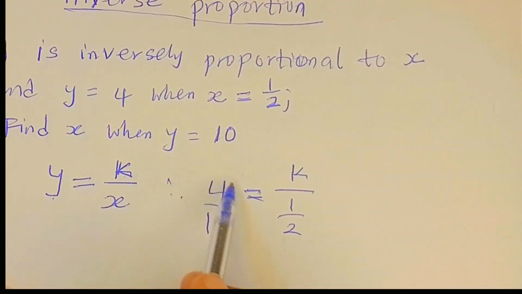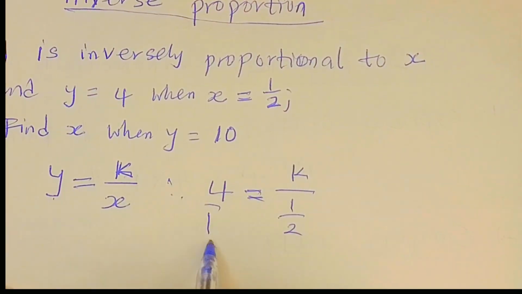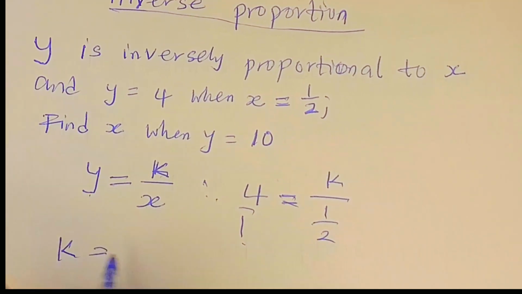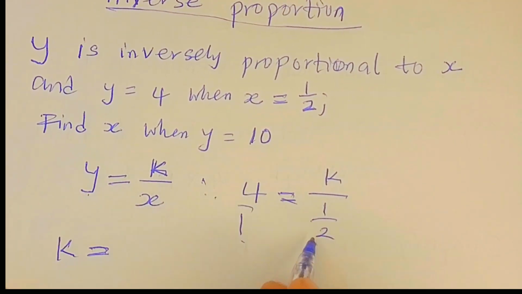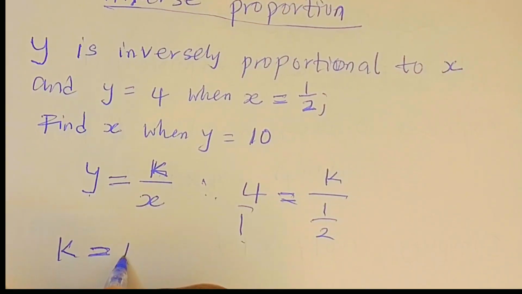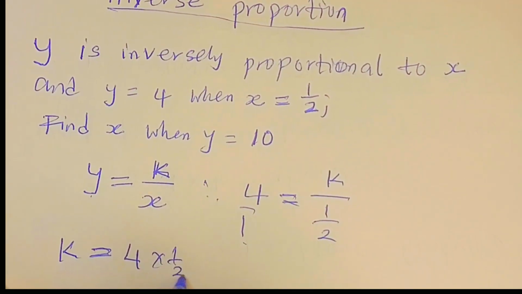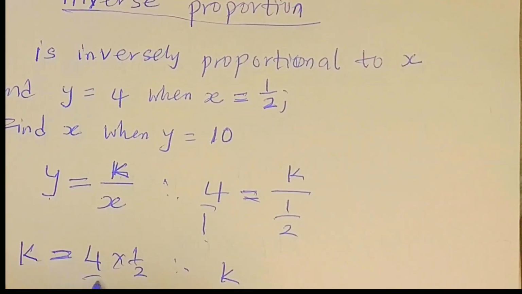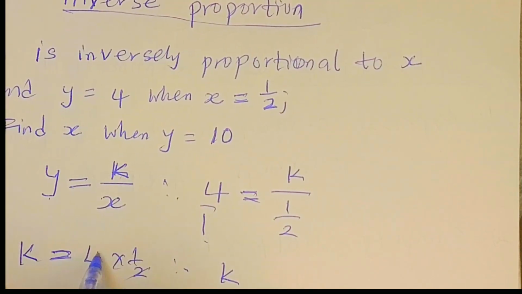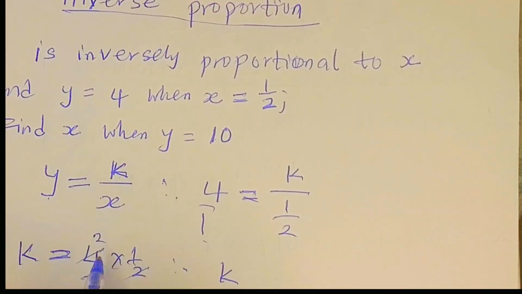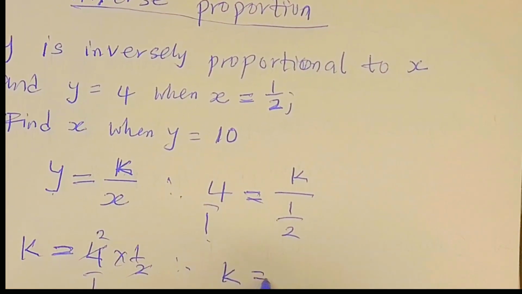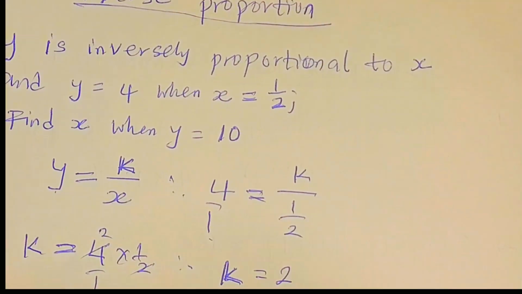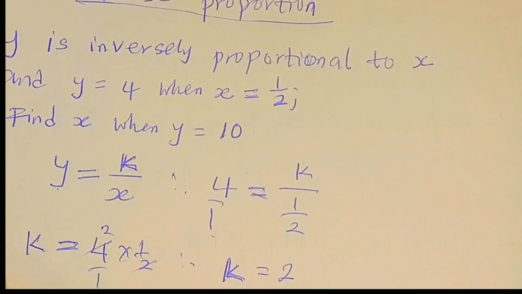So we just cross multiply both sides. So k times 1 will give us k equals 4 times half. That is 4 times 1 over 2. Therefore, our k is 4 over 2, which is 2. So k equals 2. All right? So this k here in this equation is 2.